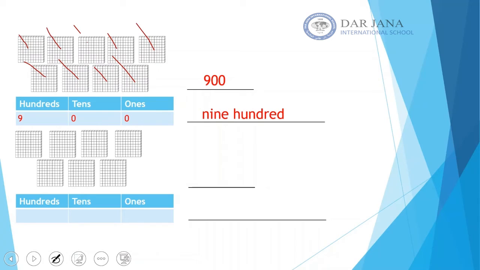Now, let's practice more. What can you see in the picture? Only 100 flats. Let's count. 1, 2, 3, 4, 5, 6, 7. I have 700. How many tens do you have? Well, I cannot see tens, so I'll put a 0. How many ones do you have? No ones also, so we put a 0. What's the number? Yes, it's a 700. Very good. How do I write 700 in words? 700.